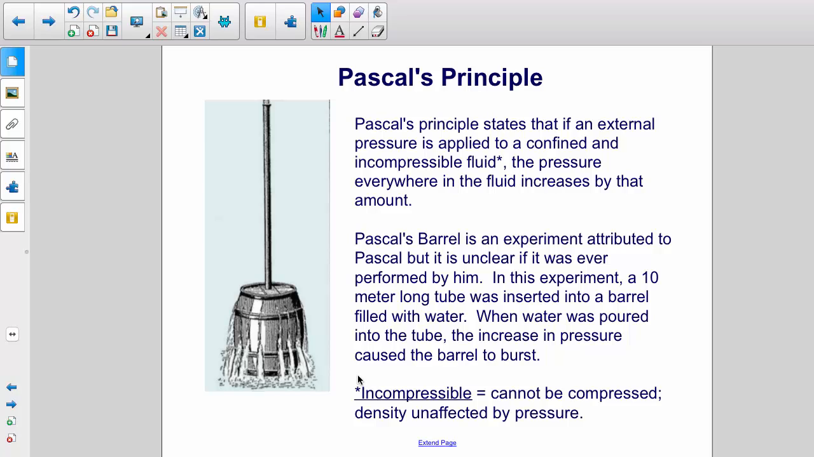As an aside, I mentioned the word incompressible. Incompressible means cannot be compressed. For any material, it means that the density is unaffected by pressure.